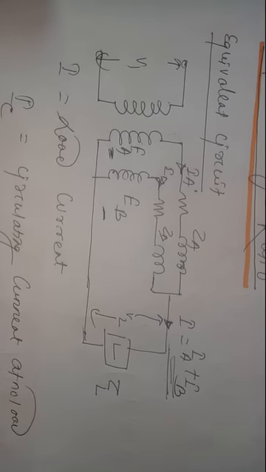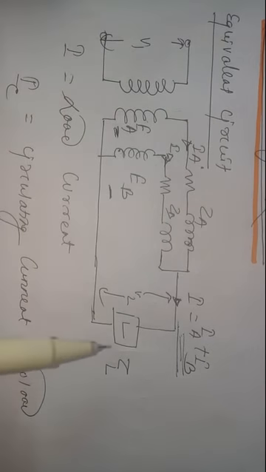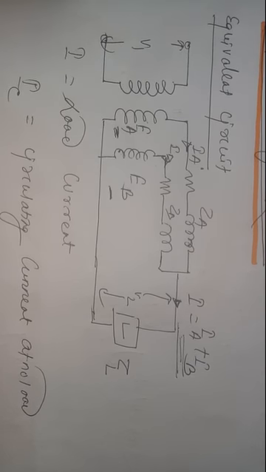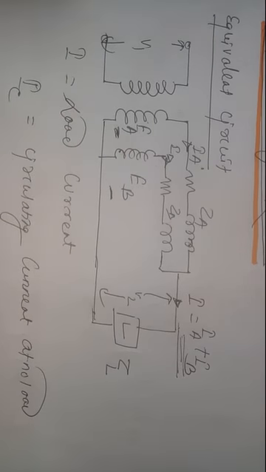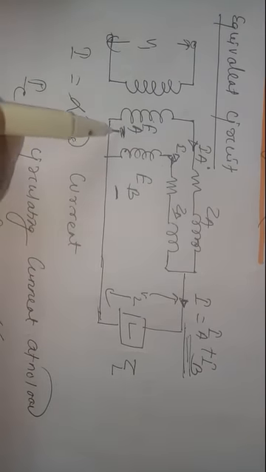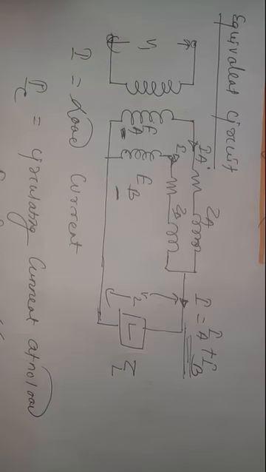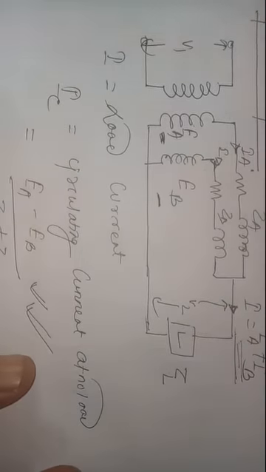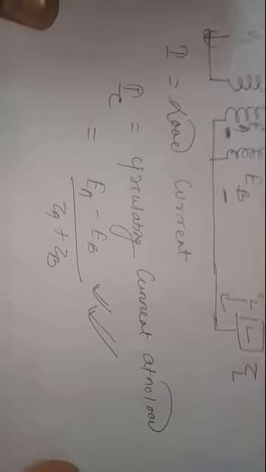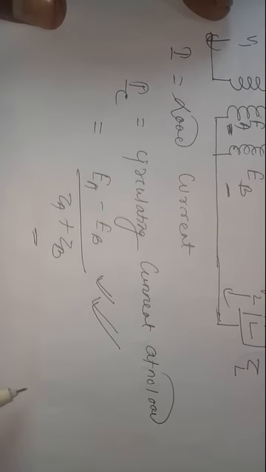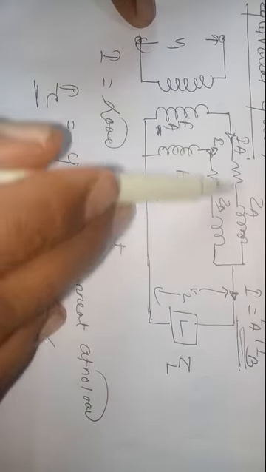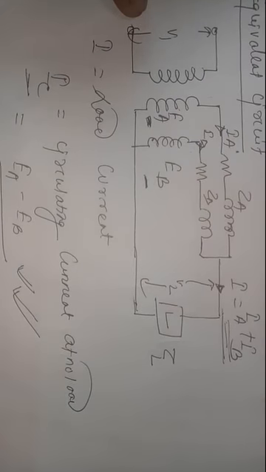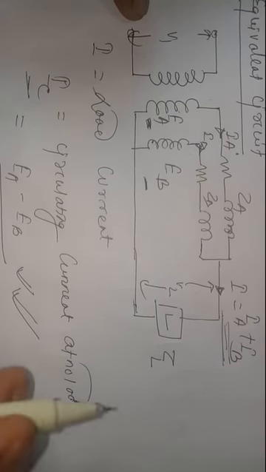As I told you, if transformers having unequal voltage ratios are connected in parallel, what will happen at no load? A circulating current will flow through the secondaries of both transformers. If this is EA and this is EB, the current is equal to their voltage difference, EA minus EB, divided by the sum of their impedances, ZA plus ZB. This is the circulating current in the secondaries of both transformers at no load condition.